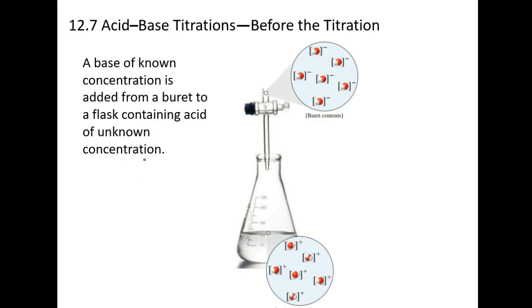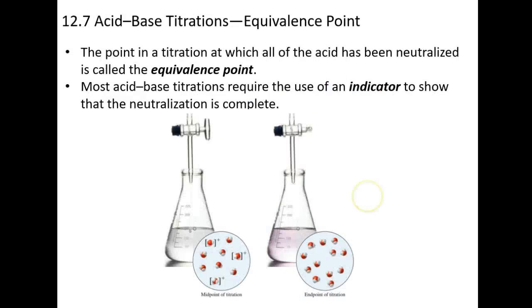So a base of known concentration. Here's our base. We know this concentration, let's say it's 1.0 molar sodium hydroxide. We have a volume of acid here, let's say 10 milliliters, but we do not know the molarity. That's what we're trying to find. If you know how much volume you used of this concentration, you can figure out how many moles you used. Once you figure out the moles here, you can figure out the moles here, and then you can eventually figure out what the unknown concentration is.